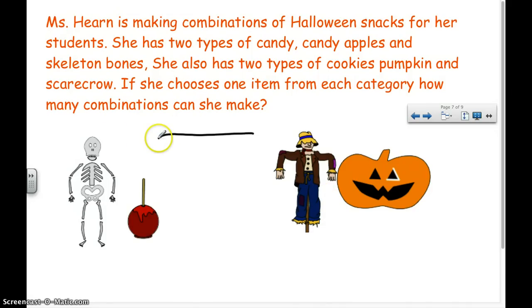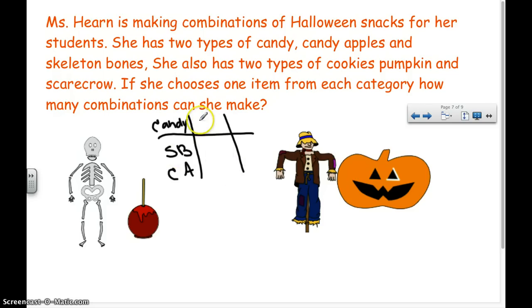I'm going to make a little bit of a table, and I know that I have some choices. I can choose 2 types of candy. Candy apples, and skeleton bones. Those are my 2 types of candy. So actually, I'm going to title this up here candy. And I can choose candy apple or skeleton bones.